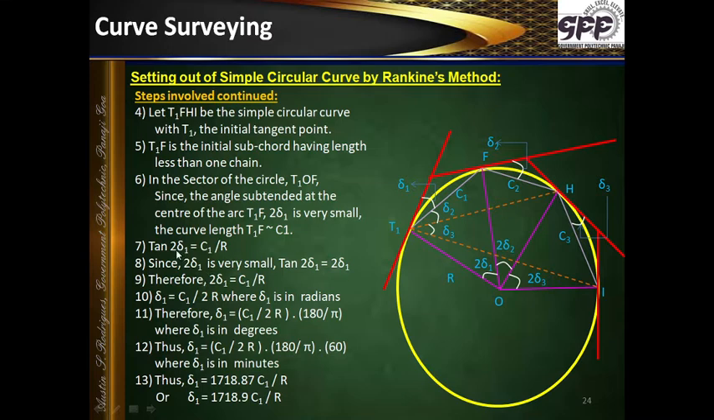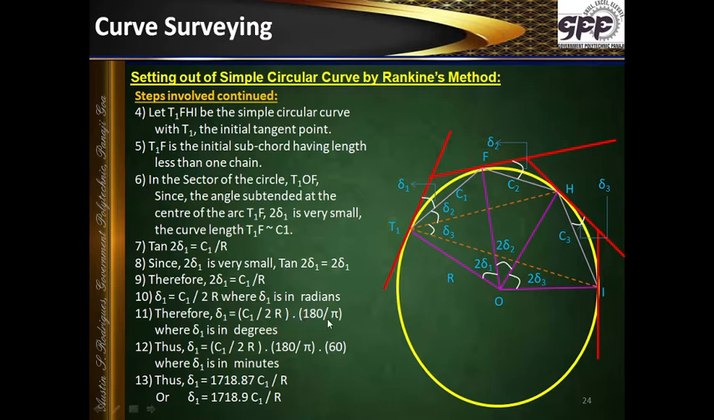So therefore I can write in this equation 2 delta 1 is equal to C1 upon R, or delta 1 will be equal to C1 upon 2R, where delta 1 is in radians. As I mentioned to you, this is possible only in case of radians. So delta 1 is equal to C1 upon 2R, where delta 1 is defined in radians and 2 delta 1 is very small, R is too large. Therefore, delta 1 will be equal to C1 upon 2R into 180 upon pi.